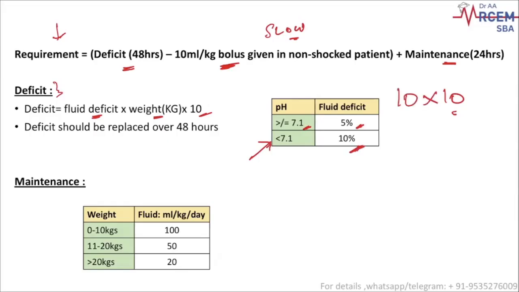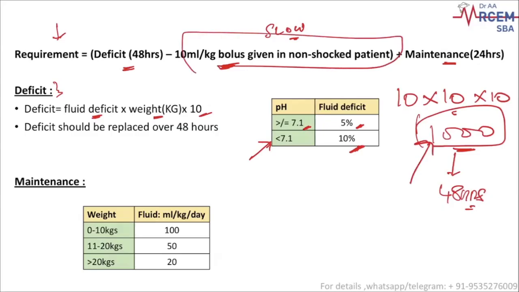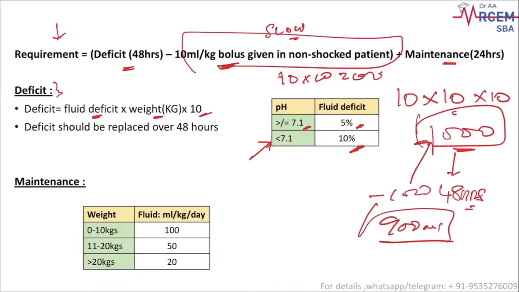So you'll multiply by 10 and into 10. So how much will it be? It will be 1000 ml, and this 1000 ml is to be given over 48 hours. Remember that. And from this 1000 ml you are subtracting, for example, if you've given a slow bolus of 10 ml per kg for a 10 kg child, so 10 into 10, you have given 100. So you'll be subtracting 100 here, so it will be 900 ml that you'll be giving.